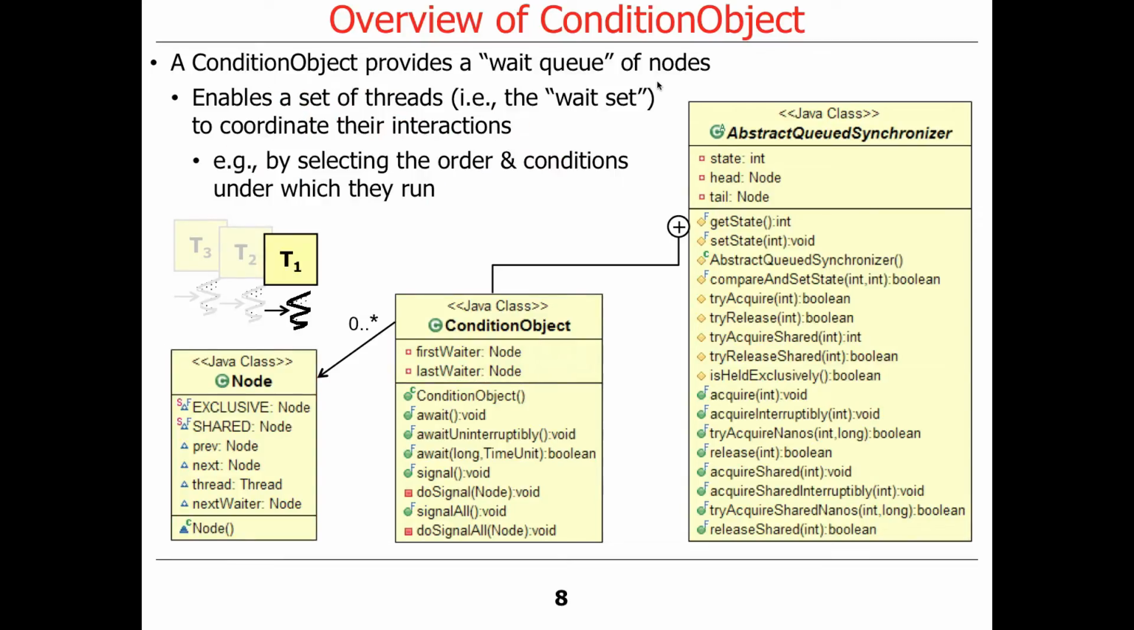And this wait queue of nodes enables a set of threads, called the wait set, to coordinate their interactions by selecting the order and/or the conditions under which they run. And of course, typically it's based on the condition, right? It's the condition expression or the predicate that's checked to see whether you can make progress.